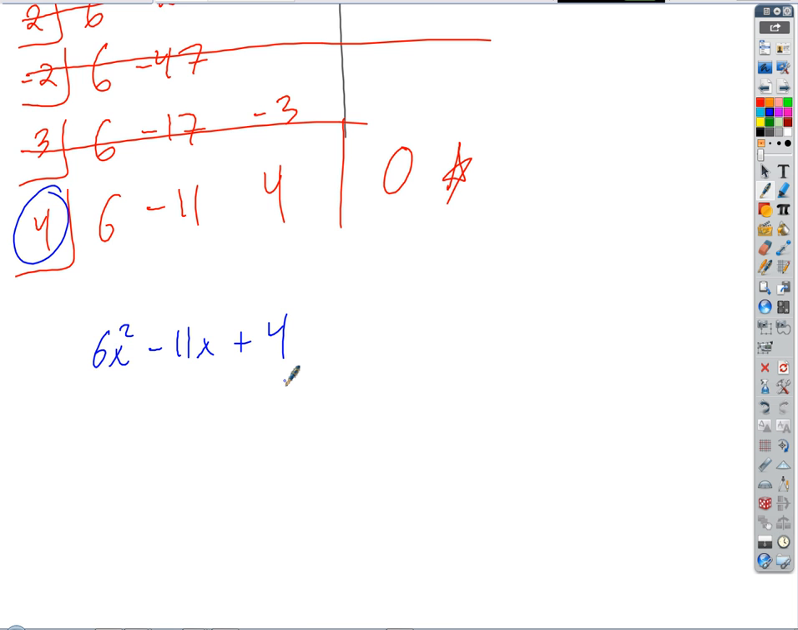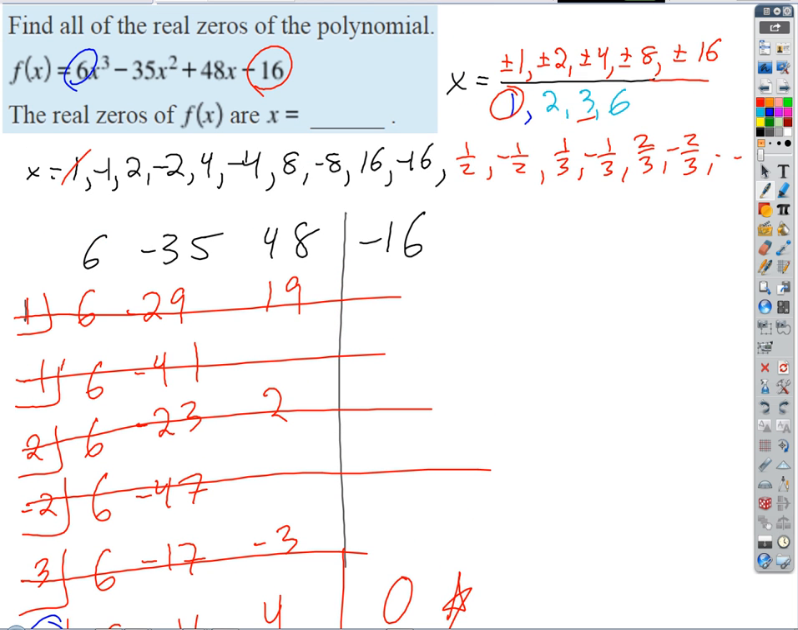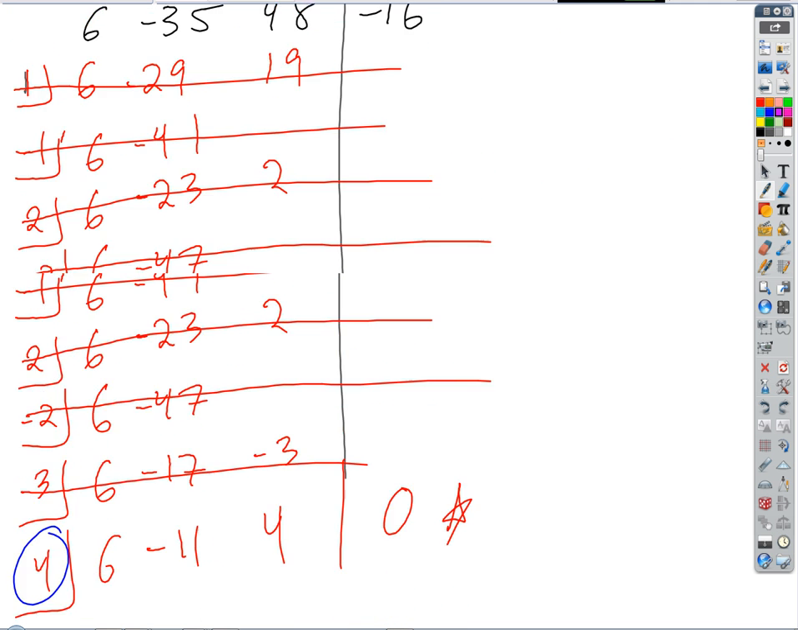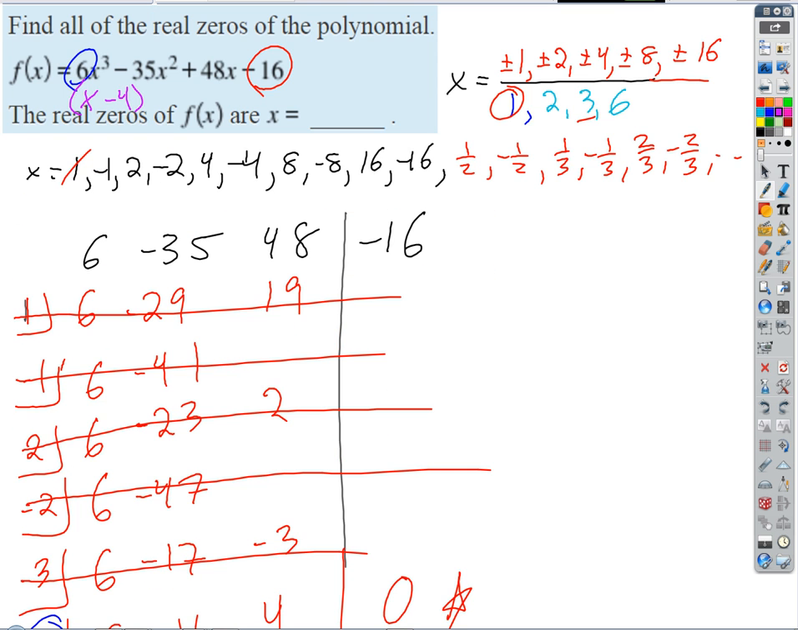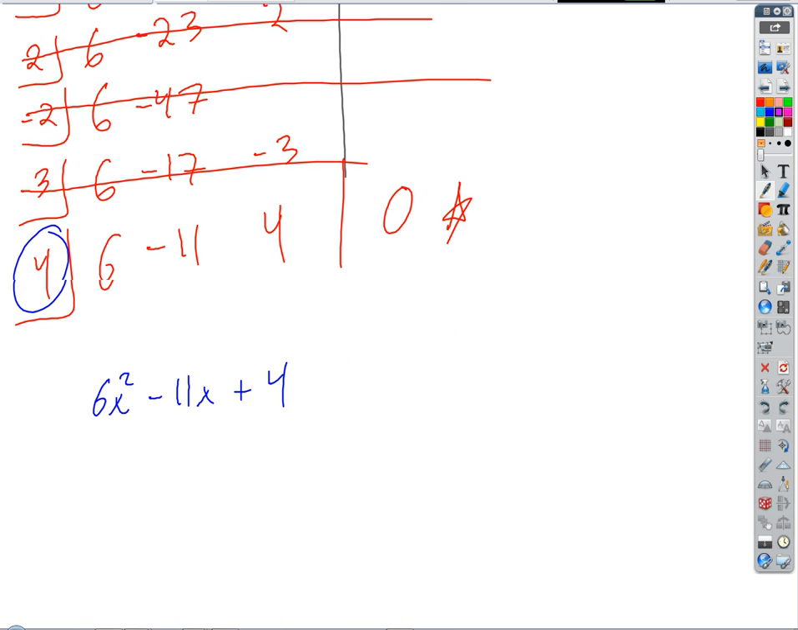If we were to factor this whole thing out, we would have gotten x minus 4, because x equals 4 was a 0, right? Times that, right? Times 6x squared minus 11x plus 4. We're trying to find the zeros of that. But we don't even have to write that stuff out. We just know that we want to set this equal to 0 and solve.